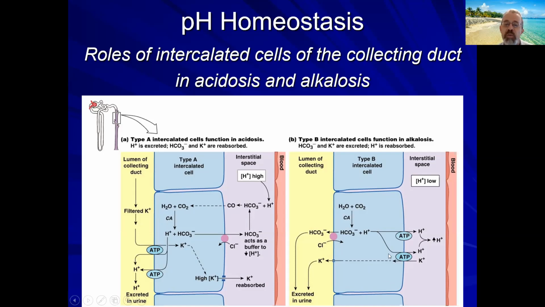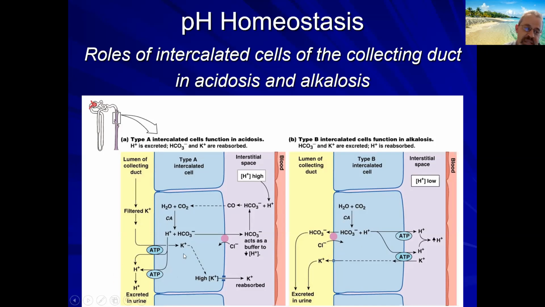If the conditions are too basic, right? Bicarbonate, sodium bicarbonate, has an alkaline activity. It helps to buffer things, right? Help bring the pH back to more of a physiological level. But if we have too much of it, we need to get rid of it. So with these type B cells, they primarily excrete bicarbonate. Okay, so let's focus on this for a second.